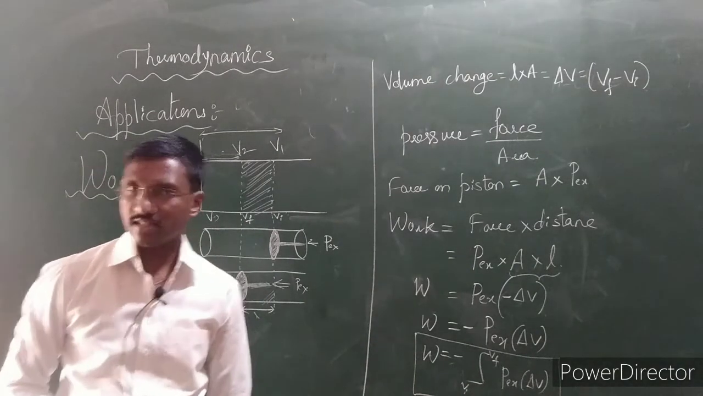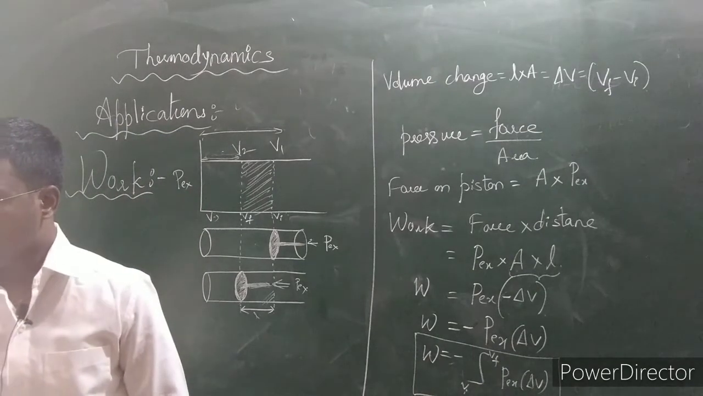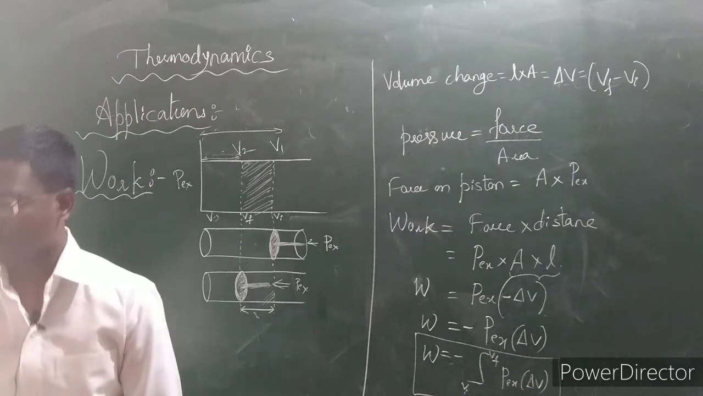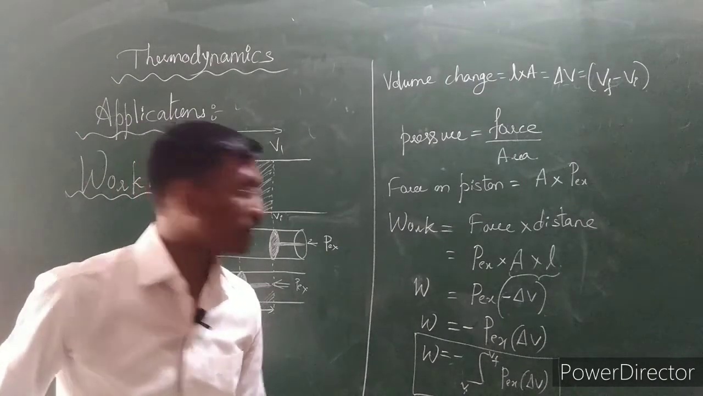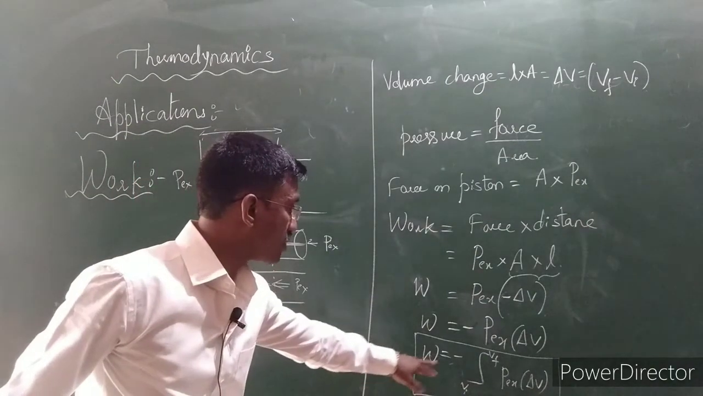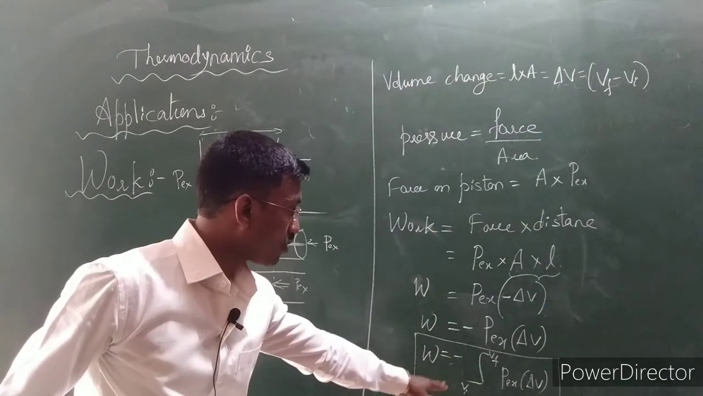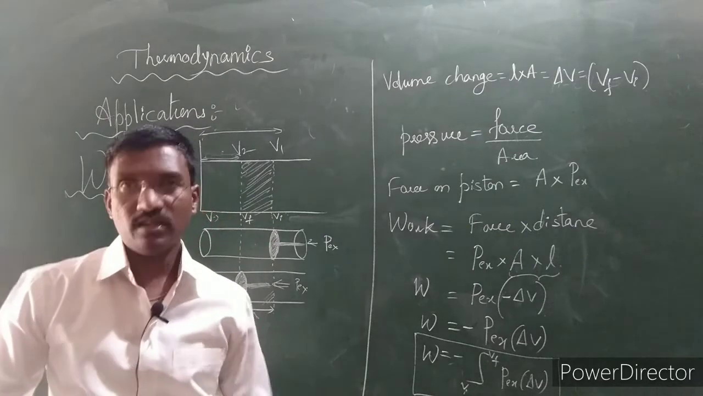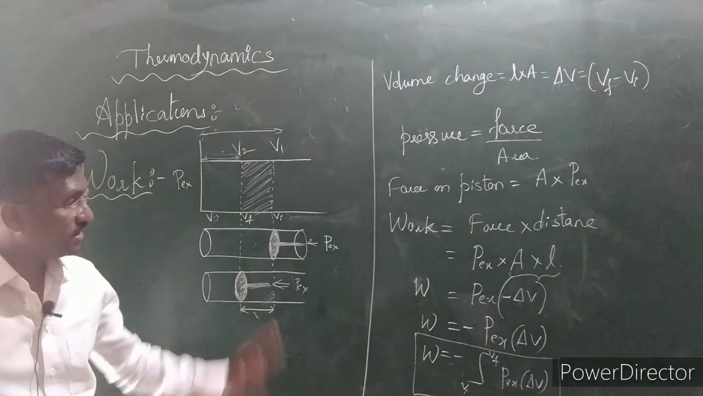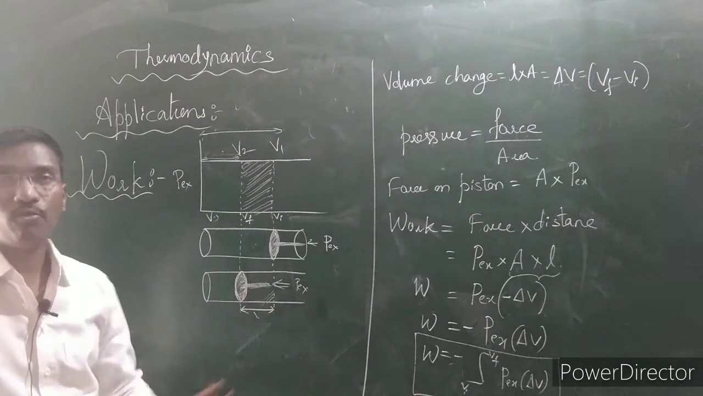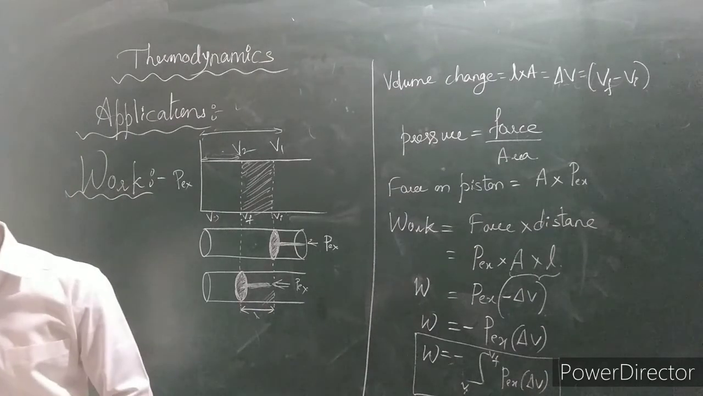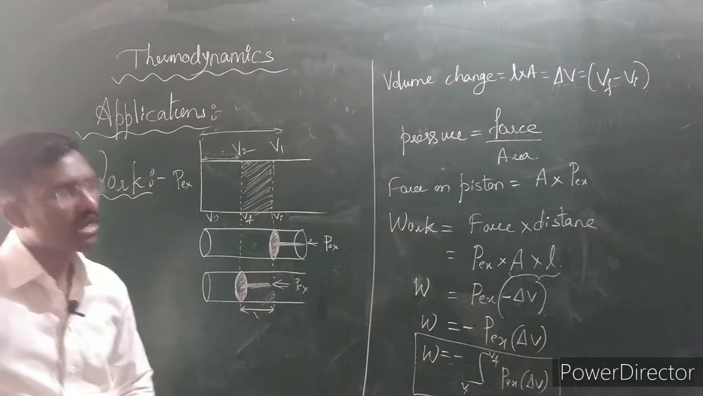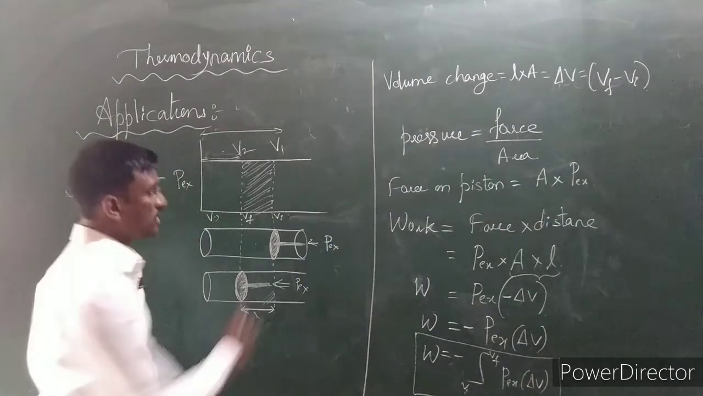So here in this condition, I said in the reversible and the irreversible process, this expression W is equal to minus integration from Vi to Vf of external pressure into delta V. This is the equation for the irreversible process.